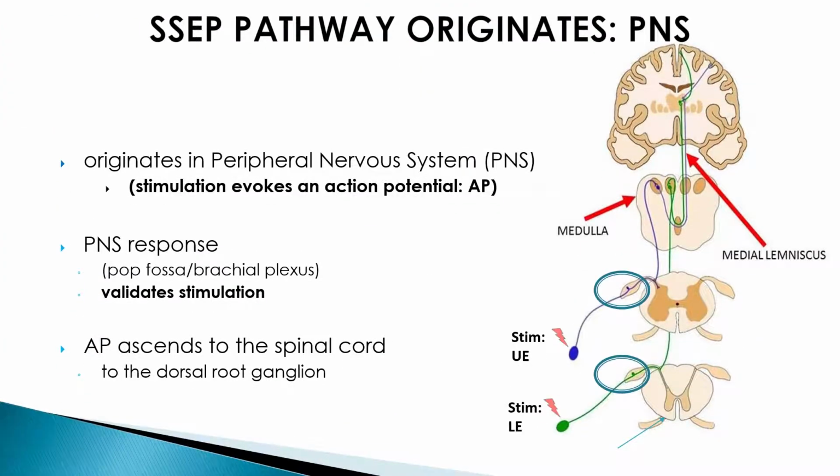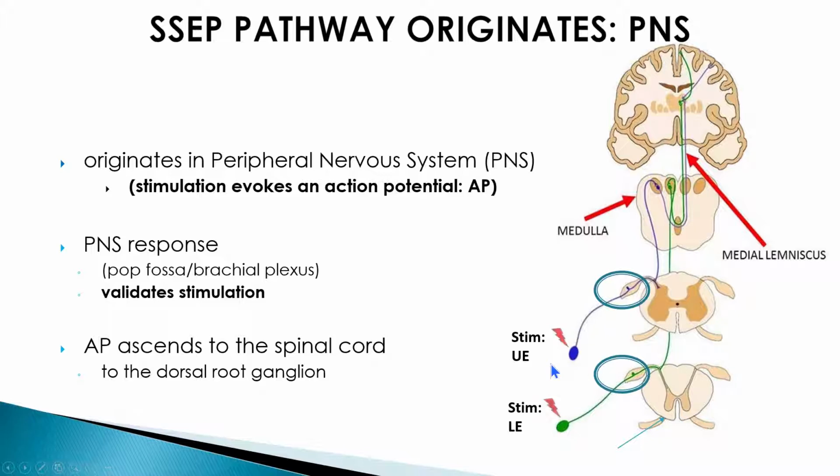So let's start in the peripheral nervous system. Let's talk about the SSEP pathway. It originates at a nerve that we stimulate either in the arm or the leg. Here's the upper extremity, and here's the lower extremity. Stimulation evokes an action potential. It excites the nerve. This action potential ascends up to the spinal cord through this dorsal root ganglion right here.